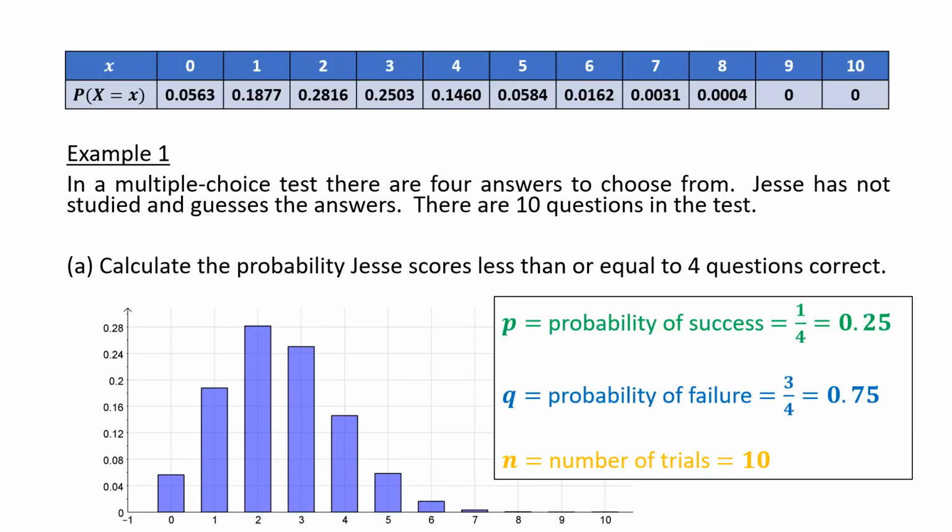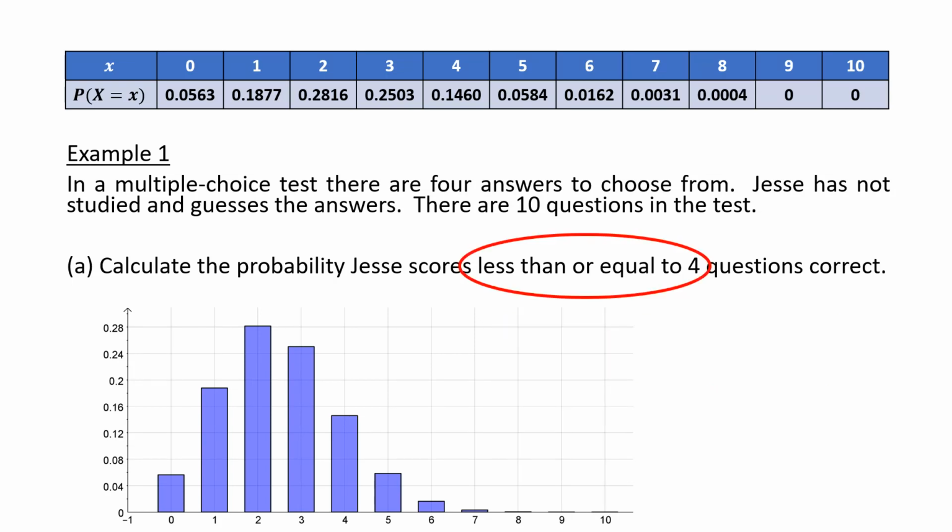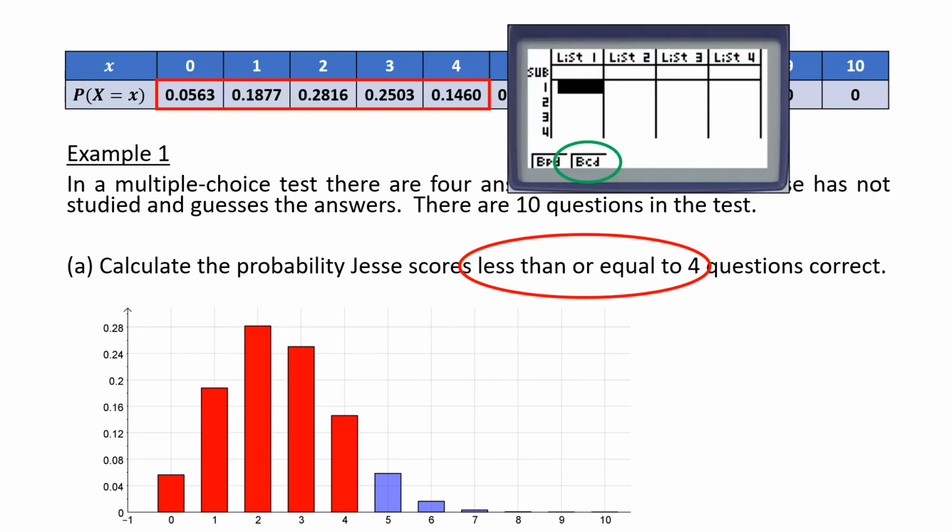Now we could have a table set up or a graph, and when we say less than or equal to 4, we want to add up all the probabilities from 4 down to 0. Now often we don't have a table or there's a lot more numbers to add up, so we're going to show you how to solve this on the calculator. So we're going to go into binomial distribution, but this time we're going to use binomial cumulative distribution, which adds things up rather than just a single value.